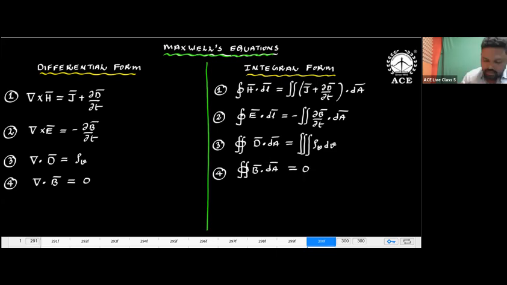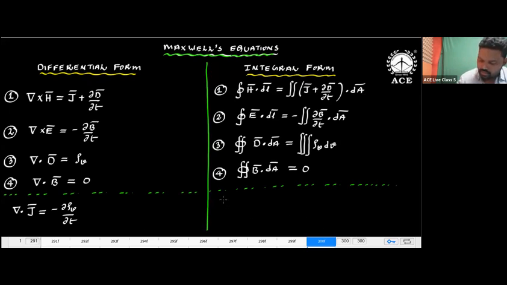There is one more equation which is not a Maxwell equation, but let me write it down here, which is the continuity equation, beta. What is that continuity equation? Divergence of J is equal to minus ∂ρV/∂t.